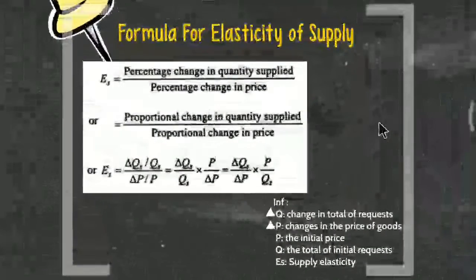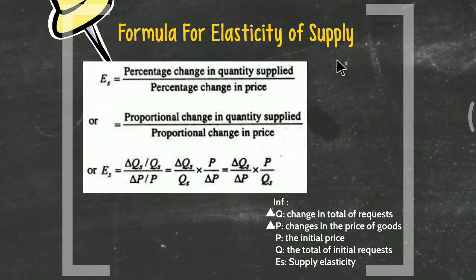Now we go to the formula for elasticity of supply. The formula for elasticity of supply is percentage change in quantity supplied per percentage change in price, or delta Q per delta P multiplied by P per Q, where delta Q is change in quantity supplied and delta P is change in the price of goods.